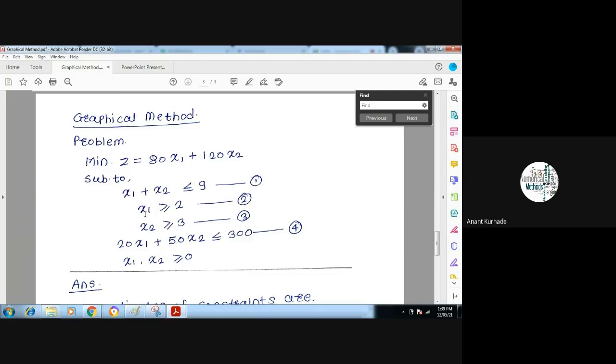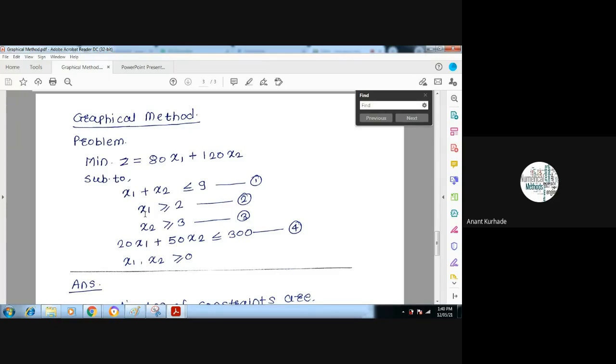It is clearly mentioned: minimize z is equal to 80x1. So now instead of having x and y, in some cases you can find x1, x2, x3. Here it is minimize z equal to 80x1 plus 120x2 subject to constraints. We have given 4 constraints, equations 1, 2, 3, 4. And the last one, x1 and x2 greater than or equal to 0, is always given.